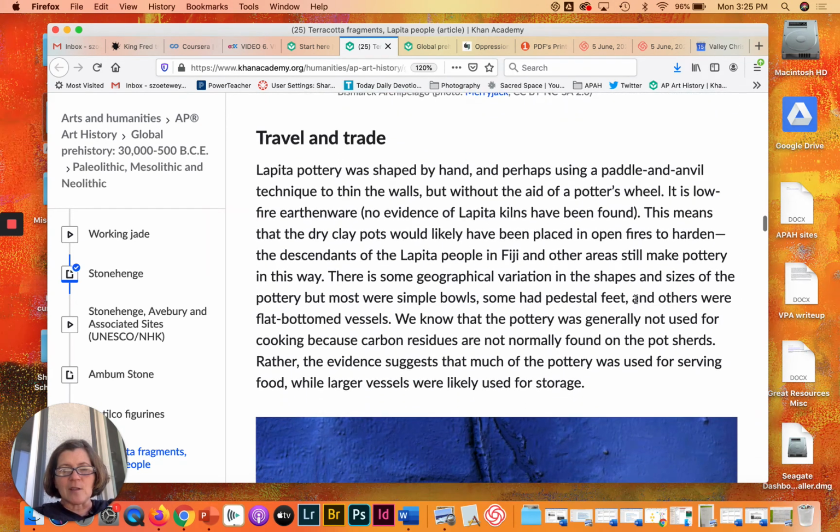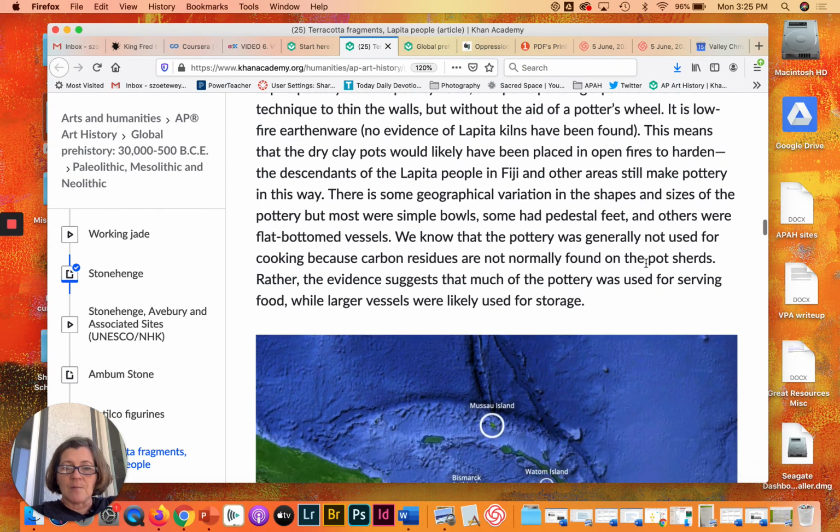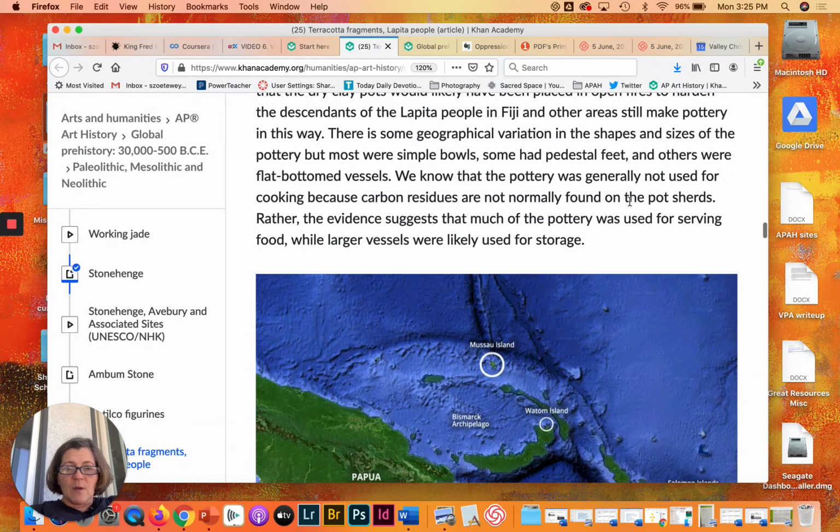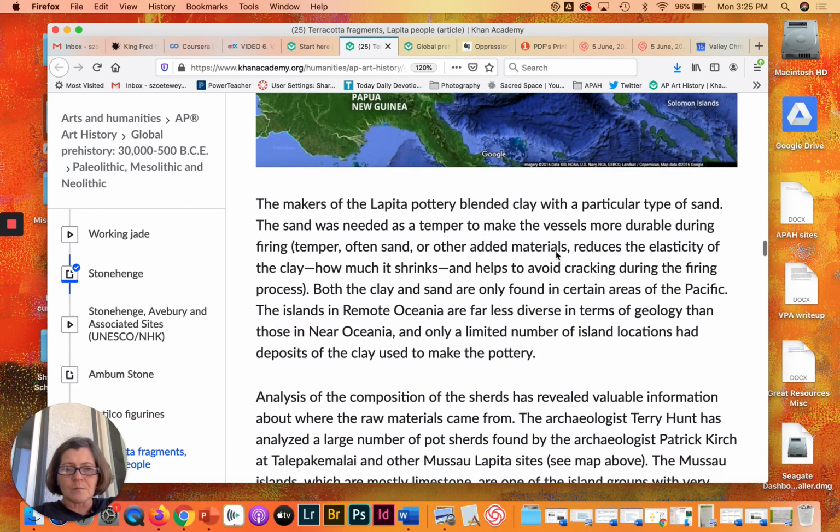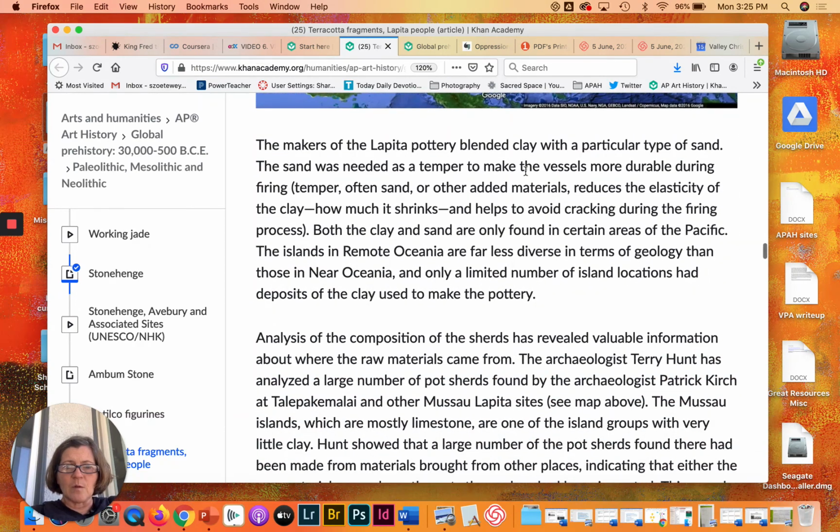Then we actually get into a little bit more of the specifics. This is where I get a little more of my information on what the pottery is about. It's low fire, which means they would have placed it in open fires. They didn't have kilns. They were made by hand. They know that it wasn't used for cooking, so the evidence suggests it was used for serving food or storage. Okay, so I keep going through.